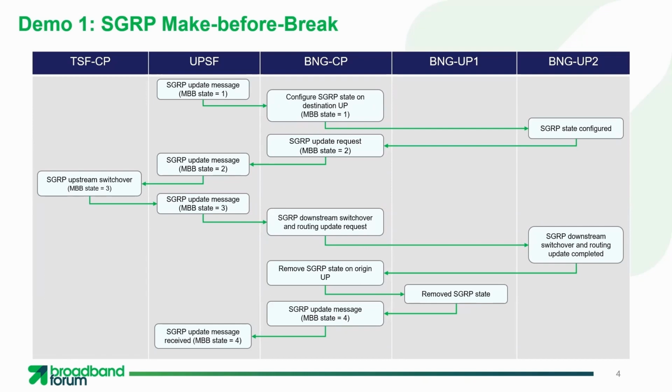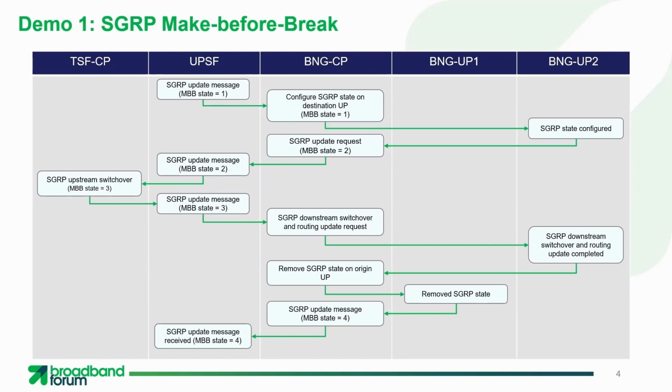This chart shows the sequence of activities that are performed when an active subscriber group is moved from one user plane to another user plane in a make before break manner. And this sequence is repeated for every subscriber group that is moved to other user planes. Here the BNG control plane and TSF control plane both have subscribed to the subscriber group update message coming from UPSF.